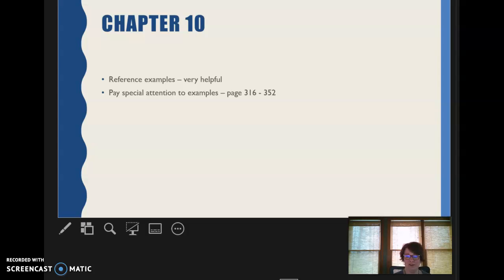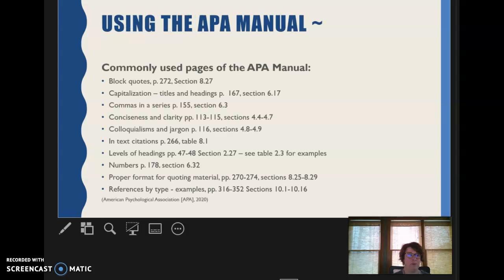In Chapter 10, this will be a chapter that you will use quite often. So again, be very familiar with this. This chapter has reference examples, and there are so many different types of references that we can't know off the top of our head how to cite each and every one. So there are examples here that will be very helpful to you. Pay special attention to pages 316 through 352. That's where most of the examples exist. And again, know where they are so you can find them. You don't need to memorize them.